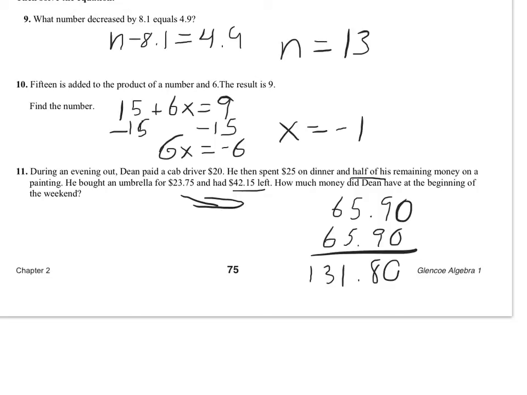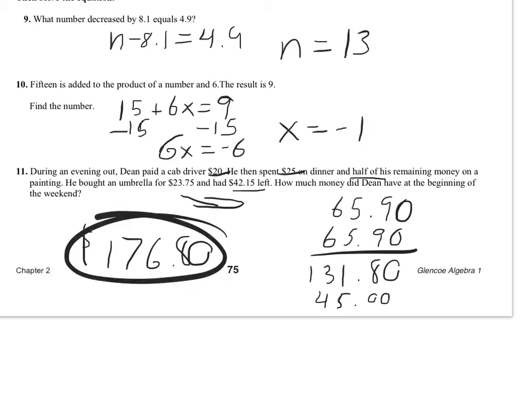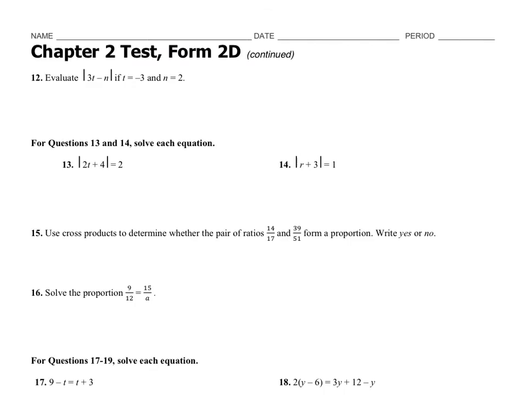And then it says, hey, I spent $25 on that and $20 on that. So I just added $45 to that to come up with a grand total of $176.80. Okay, let's look at number 12. It just says evaluate, so I'm just going to take these two numbers and plug them in. So I should end up with 3 times negative 3 is negative 9. Minus 2 gives me the absolute value of negative 11, but the absolute value, so the answer is 11.